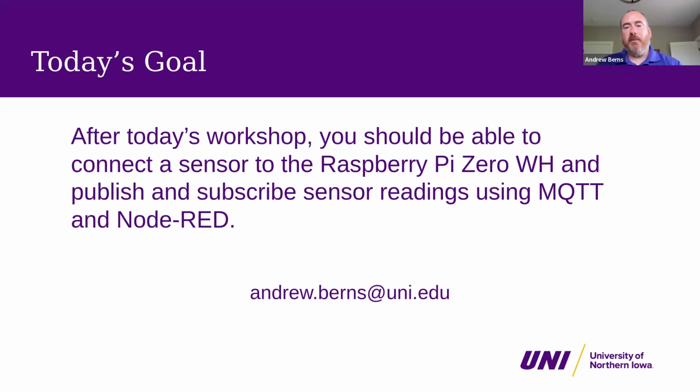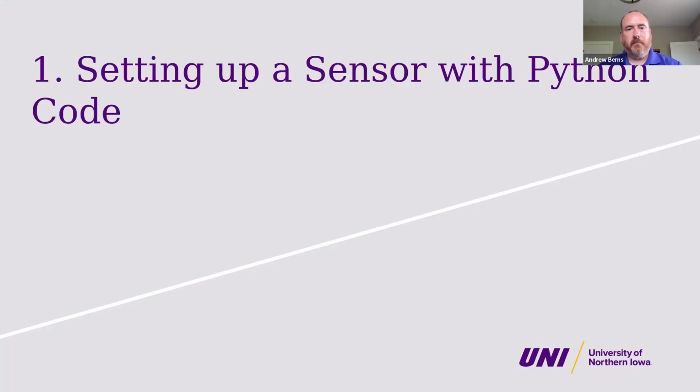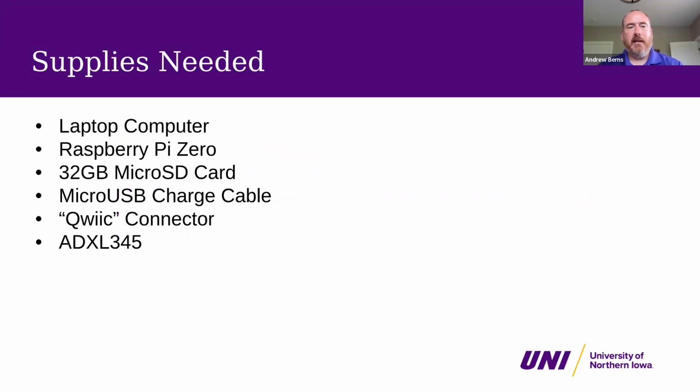So today, that's going to be our goal: set up sensors and use some MQTT stuff. First we're going to set up our sensor with Python code. The one sensor that we're going to use this time is the ADXL345. It's an accelerometer. It was, I think, around $18, and it has a quick connector, the Qwiic connection on it, which allows us to easily plug it in and connect it to our Pi Zeros without having to do any soldering.